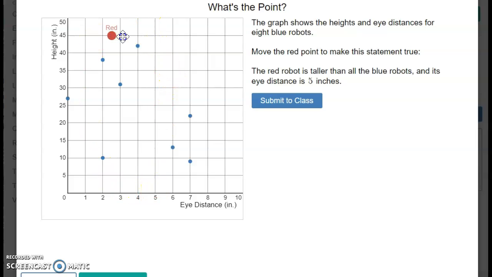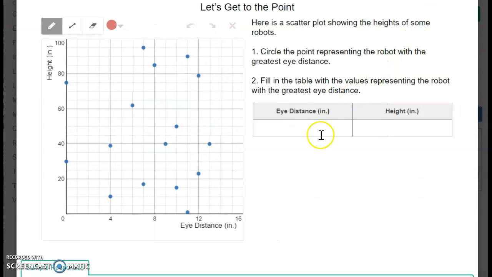So I am going to bring that over here. At this point, the eye distance is 5 and the height is 45 inches, and 45 inches is taller than any of the blue. Okay, so then let's move on.